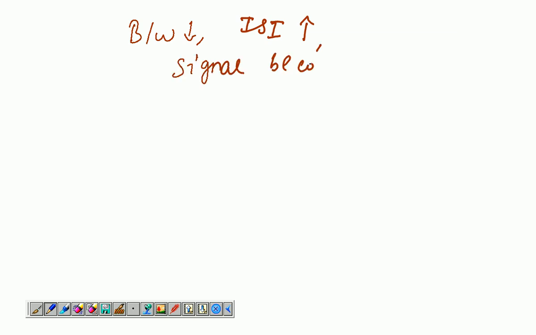Okay, so I'm just going to write this down. As the bandwidth decreases, and we just abbreviate the intersymbol interference as ISI, ISI increases and the signal becomes distorted.